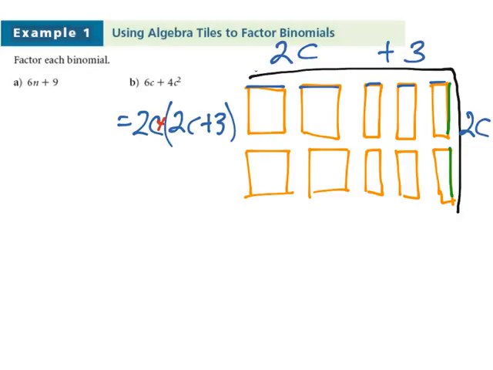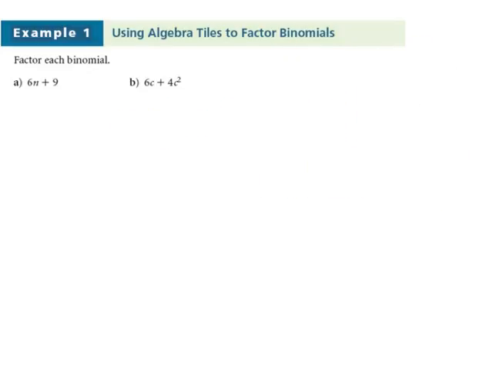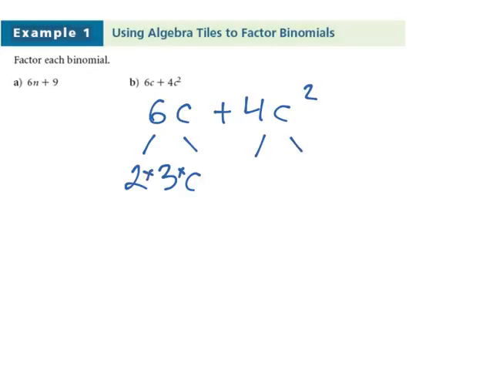So this method is with the use of algebra tiles. Now what about without algebra tiles? So again, we have 6c plus 4c². Let's take out all the factors: 2, 3, and c of 6c, and all the factors of 4. So we have 2 times 2, and since we have c squared, we have 2 c's, like that.